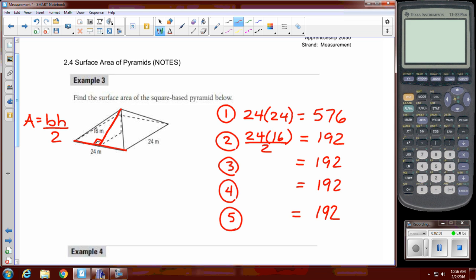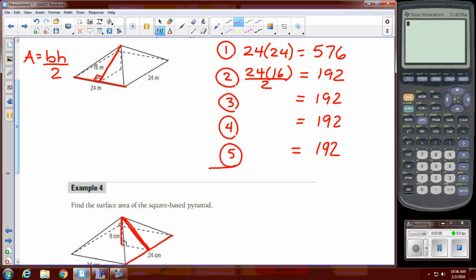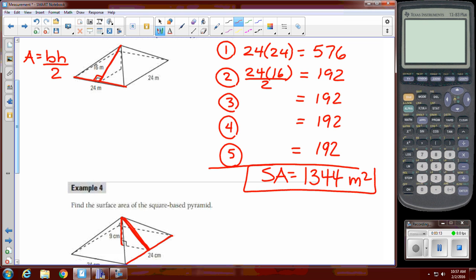So to find the surface area of this pyramid, we just add up all of those sides. So 192 4 times and a 576 gives us 1,344, and in this case, square meters. So the surface area of this pyramid is 1,344 square meters.